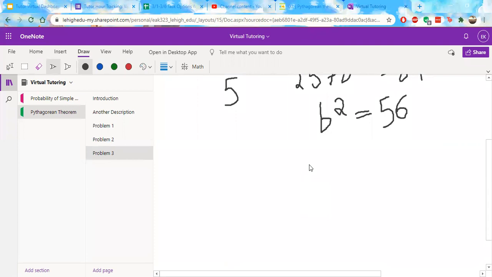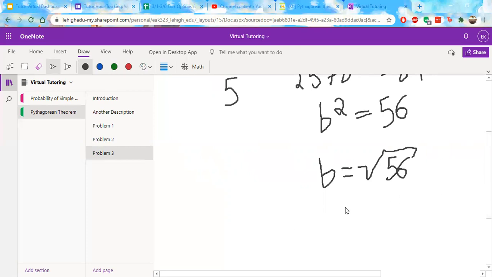So now all you do, again, you're going to take the square root of both sides. So b is equal to square root of 56. And again, that isn't a perfect square. You know, 7 squared is 49, 8 squared is 64. So this is somewhere in between 7 and 8. But without using our calculator, we can simplify it a little bit. So 56, I just know this one off the top of my head. That's divisible by 7, which is a prime number.